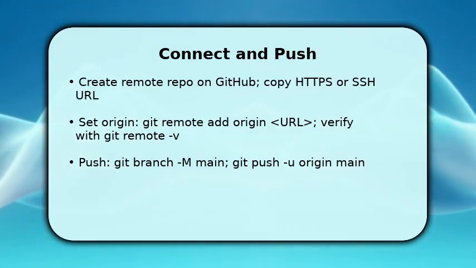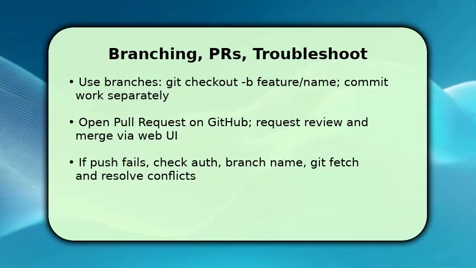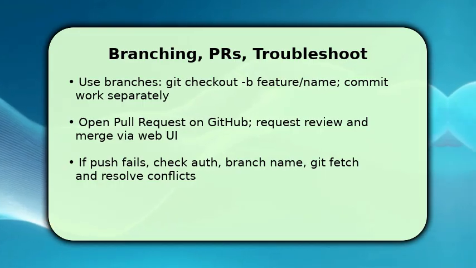Finally, adopt branching and collaboration practices to complete the workflow. Create a feature branch with git checkout -b feature/name, commit changes there, and push the branch to origin. Once ready, open a pull request on GitHub, describe the change, request a reviewer, and merge after approvals.